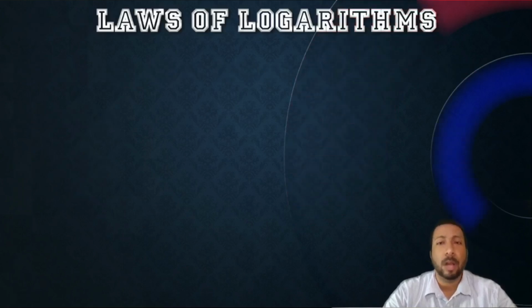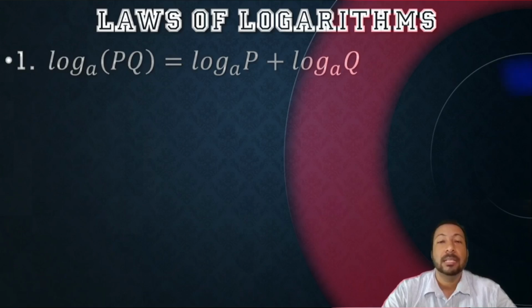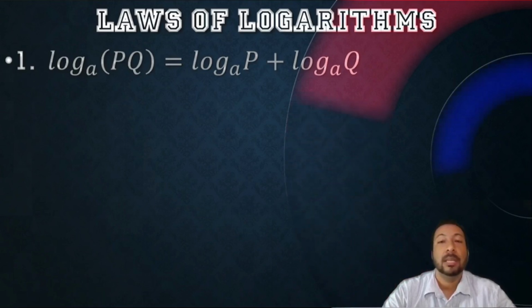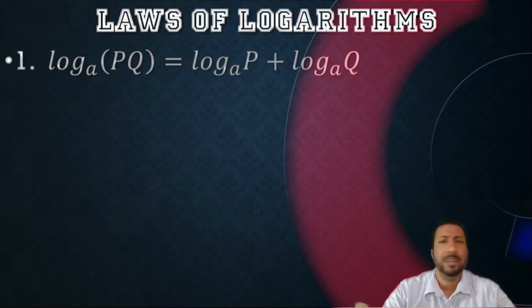Now, let's look at some laws of logarithms. You will need to know these, especially for our future lessons. So our first law is that the log of PQ in base A is equal to the log of P in base A plus the log of Q in base A. Again, I know this might look confusing, and what does it mean? Where does it come from?